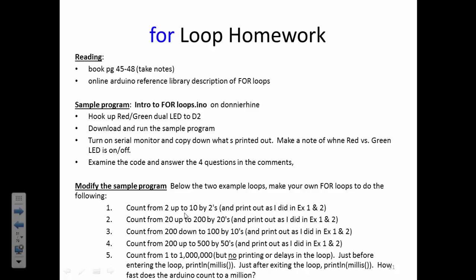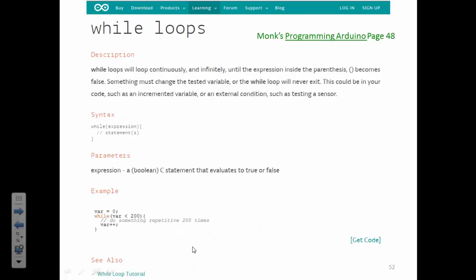So I want you to count from 2 to 10, and you're going to move counting upward by factors of 2. Then I want you to count from 20 up to 200 by factors of 20. And I want you to count from 200 to 100 by factors of 10. And I want you to count from 200 to 500 by factors of 50. In each case, you can print those out using the same print commands that I use. So once again, easiest way to do these is to cut and paste one of my sample loops and just tweak it in each case of these. Just cut and paste it over and over again.